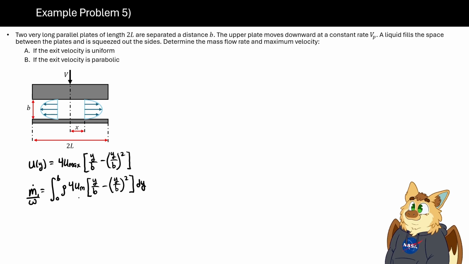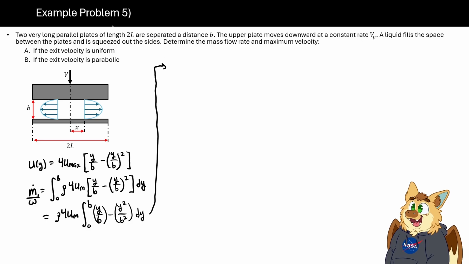Okay, and then we just solve this integral. So technically our rho times 4 U max can come out of our integral. So it's (y over b minus y squared over b squared) dy. My hand's starting to cramp now. I gotta get a better tablet for this in the future.